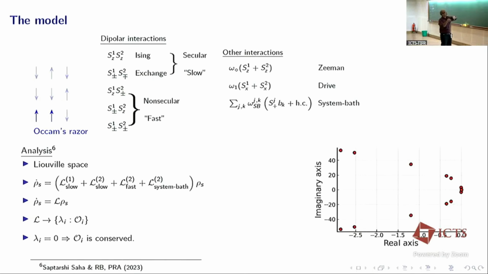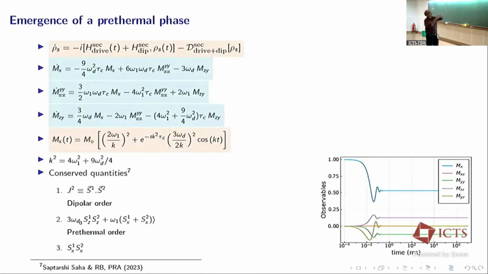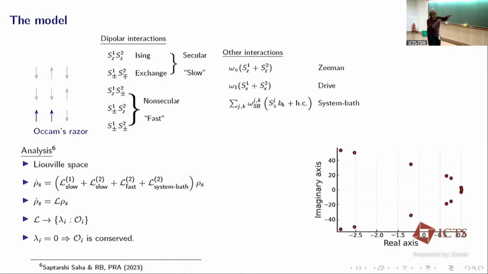And of course, to analyze it, first, we take only the slow part, and we realize that the final density matrix must be a linear combination of the eigenvectors of the Liouvillean with zero eigenvalue. These are the eigenvalues of the Liouvillean, so all are nicely negative, except the zero eigenvalue has degeneracy. So there are multiple constants of motion, dipolar order, pre-thermal order. They have zero eigenvalue for this Liouvillean.